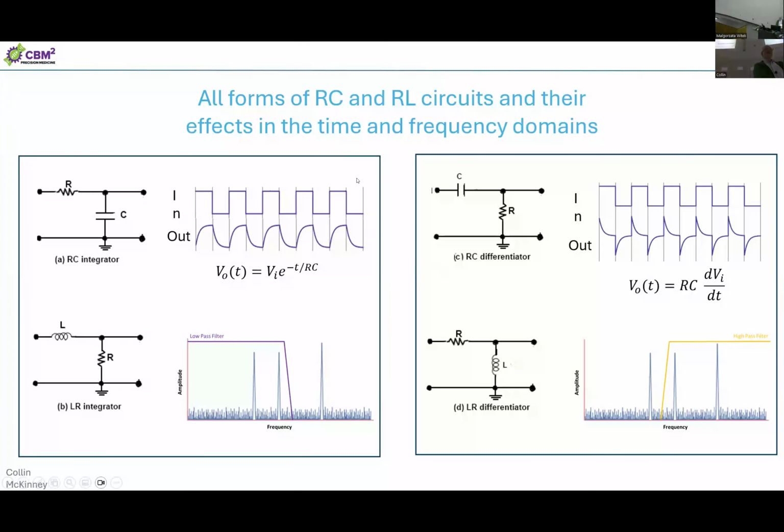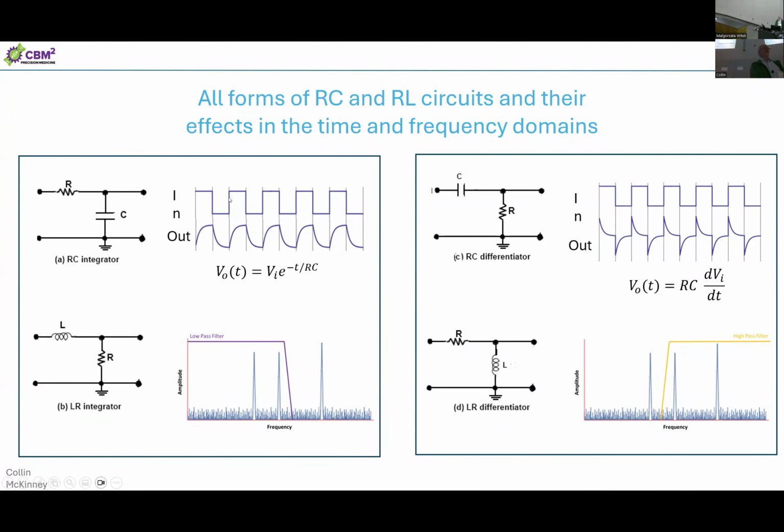This slide is just something to show you also that any filters that you apply also affect to some degree your signal, and you have to watch out for those effects. These are RC and RL circuits. Those are the typical hardware filters that we apply. Here we're talking about a low pass filter. You can either implement it with an RC integrator like this or an LR integrator.